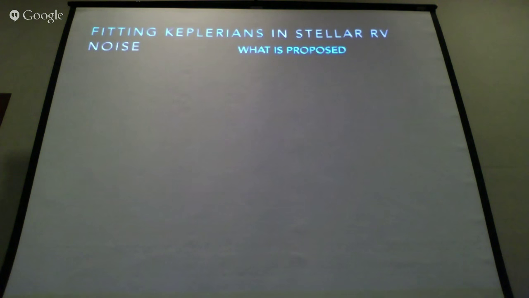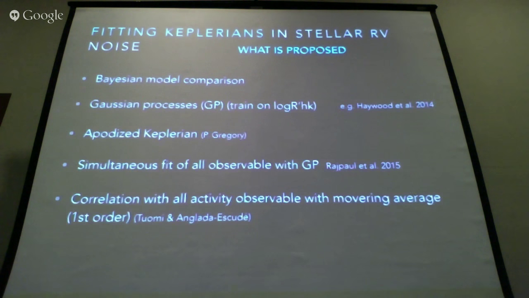So there are other fitting processes that have been proposed. To use the Bayesian model in comparison with the different techniques that I show here: the Gaussian processes that could train on the log R'HK index, I see the work of Haywood et al. 2014, and the apodized Keplerian that was opened up this morning by Faria.